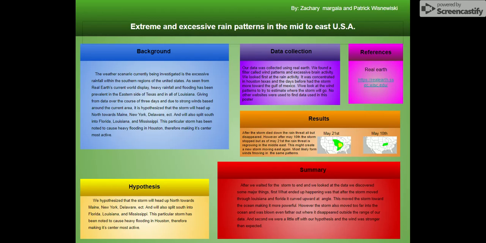Our hypothesis for this project is that the excessive rainfall will curve upward northeast into states such as Maine, New York, Delaware, all states up in the northeast part of the United States. On top of that, the storm will split apart and go into Florida a bit due to heavy winds that are somehow messing with its flow, its activity, you could say.